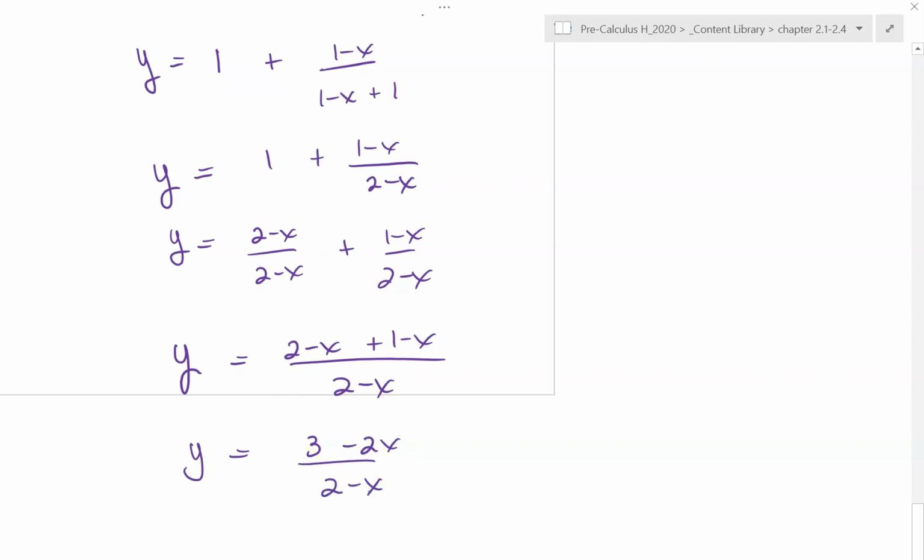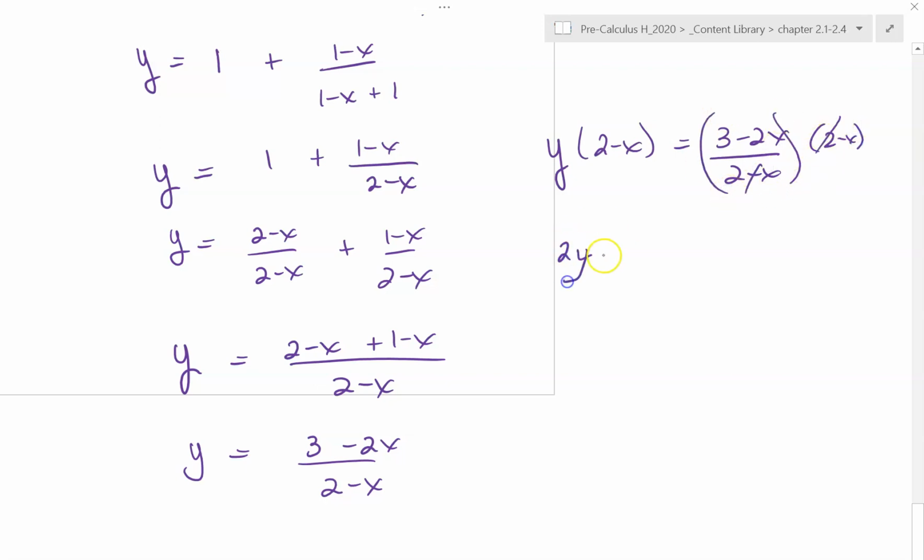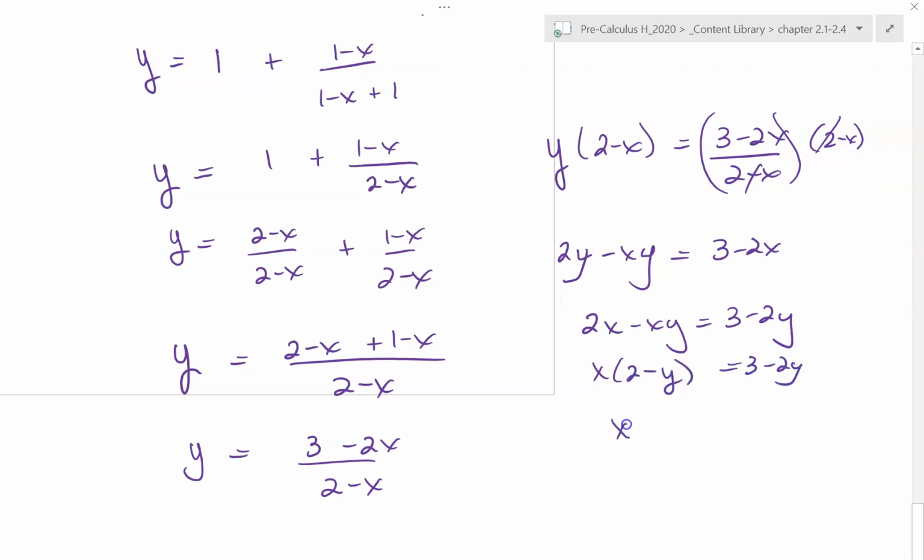Okay, but we're still trying to get x on one side of the equation. So let's go ahead and multiply both sides of the equation by the quantity 2 minus x. So we end up with 2y minus xy equals 3 minus 2x. So let's get all of the terms with an x on one side of the equation and the terms without an x on the other side of the equation, and now we can factor out an x. So if you divide by the quantity 2 minus y, you have x in terms of y.